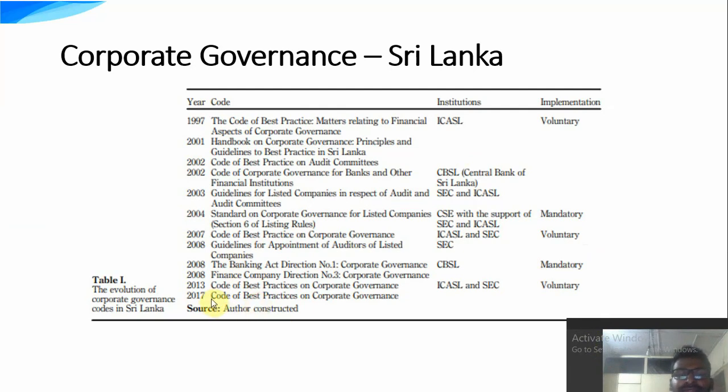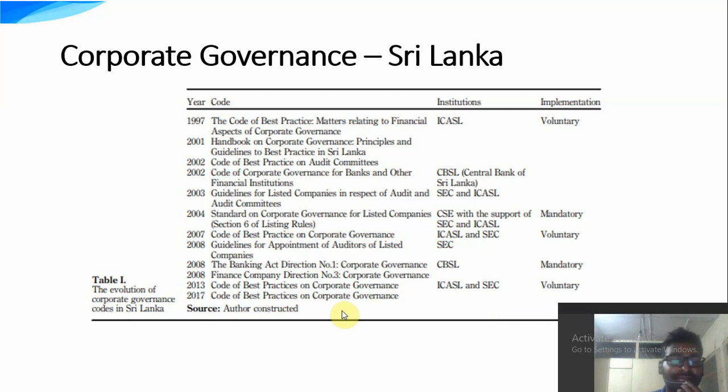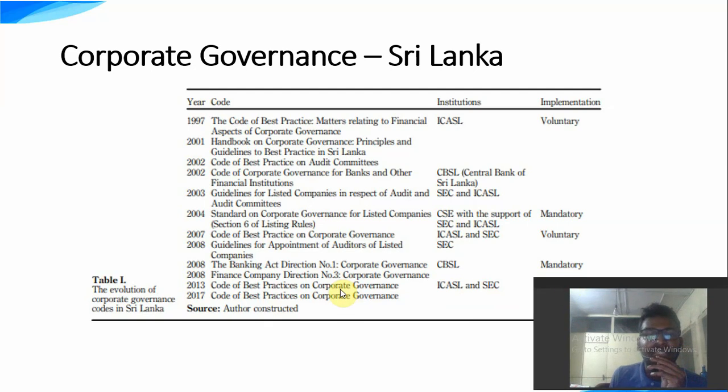Even the latest code, issued in 2017, the Code of Best Practices on Corporate Governance, is still voluntary, but all the companies do publish a corporate governance checklist in their annual reports or integrated annual reports. Except there are some listing rules for public listed companies, issued in 2004, which are mandatory, and the Banking Act directions issued by CBSL, which are also mandatory for listed companies and banks. But when it comes to corporate governance structure, it is still voluntary. However, since all the listed companies issue public published accounts, they issue a corporate governance checklist along with their reports, basically saying that they have adhered to the requirements as per the 2017 Code of Best Practices on Corporate Governance.